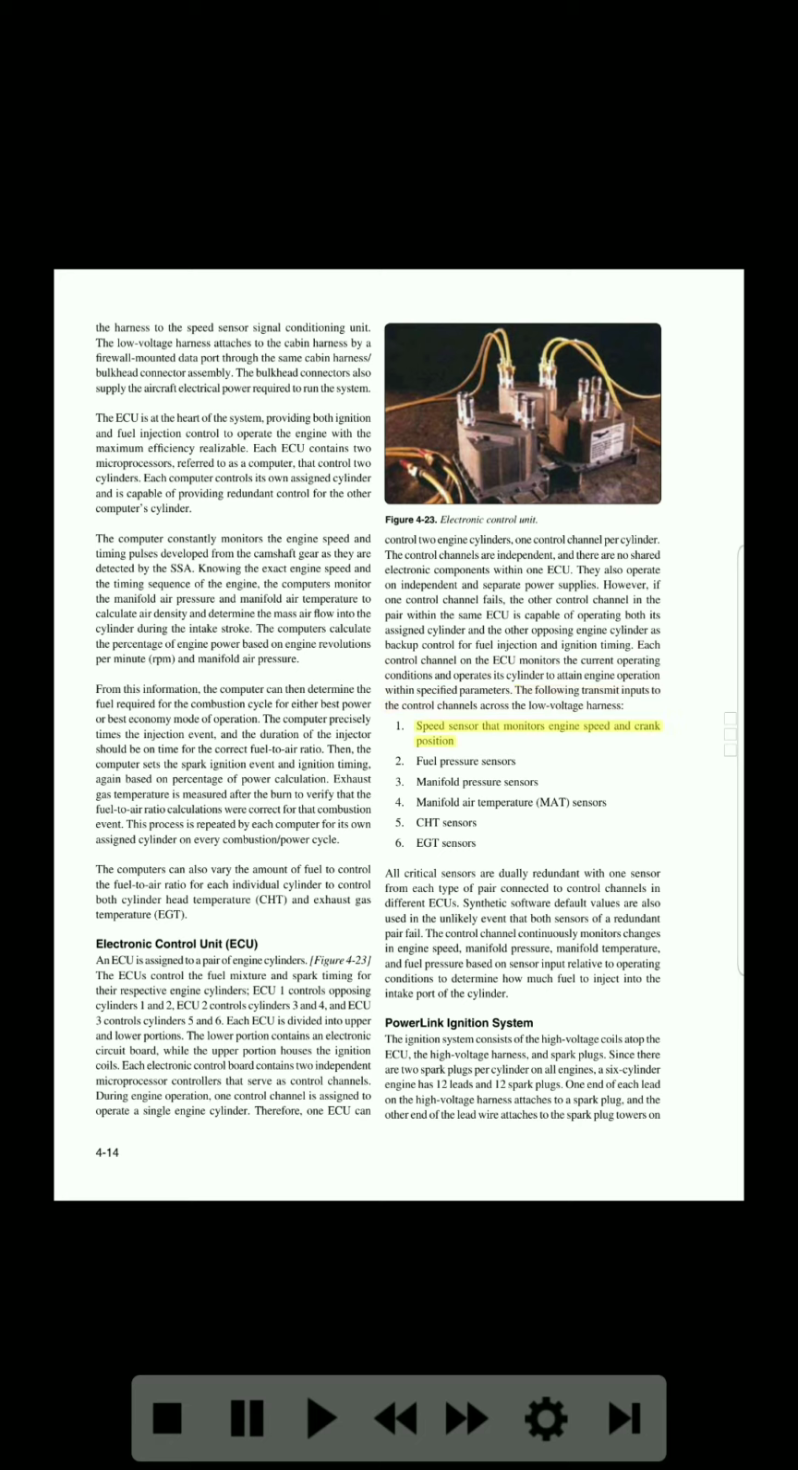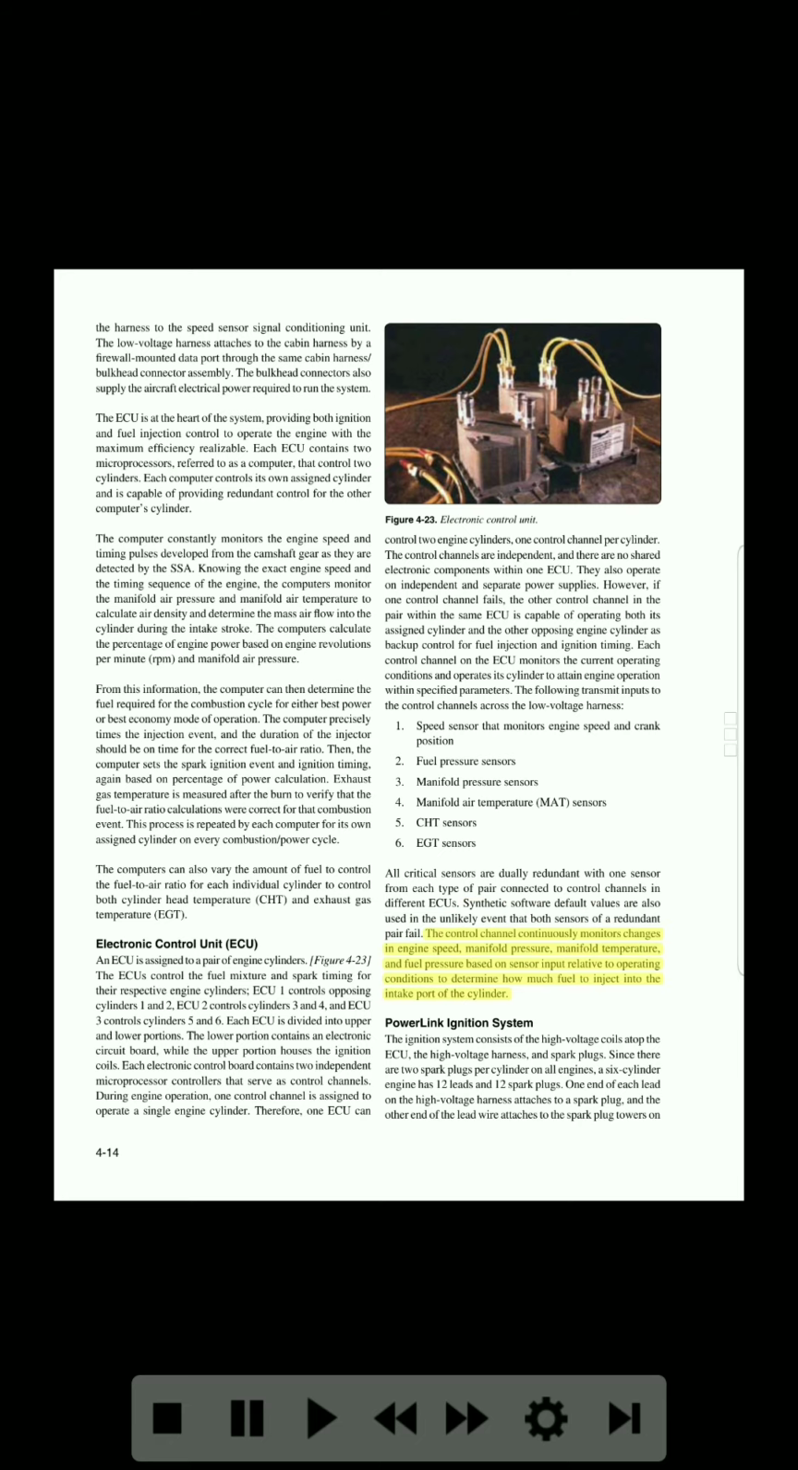1. Speed sensor that monitors engine speed and crank position. 2. Fuel pressure sensors. 3. Manifold pressure sensors. 4. Manifold air temperature, MAT, sensors. 5. CHT sensors. 6. EGT sensors. All critical sensors are dually redundant with one sensor from each type of pair connected to control channels in different ECUs. Synthetic software default values are also used in the unlikely event that both sensors of the redundant pair fail.